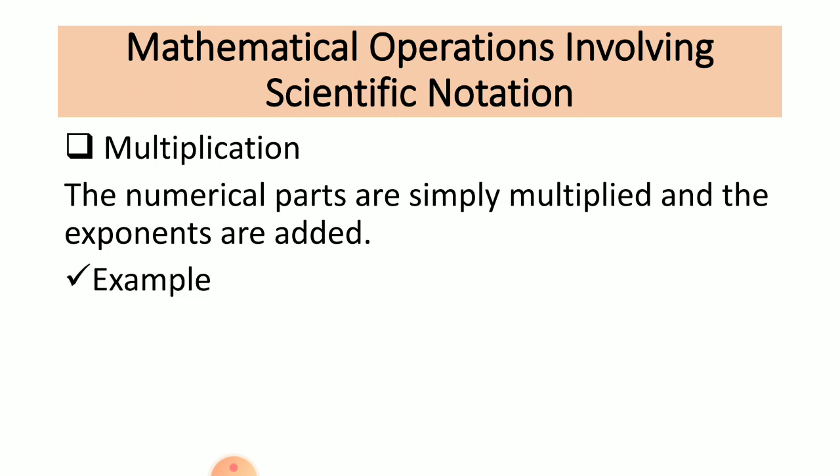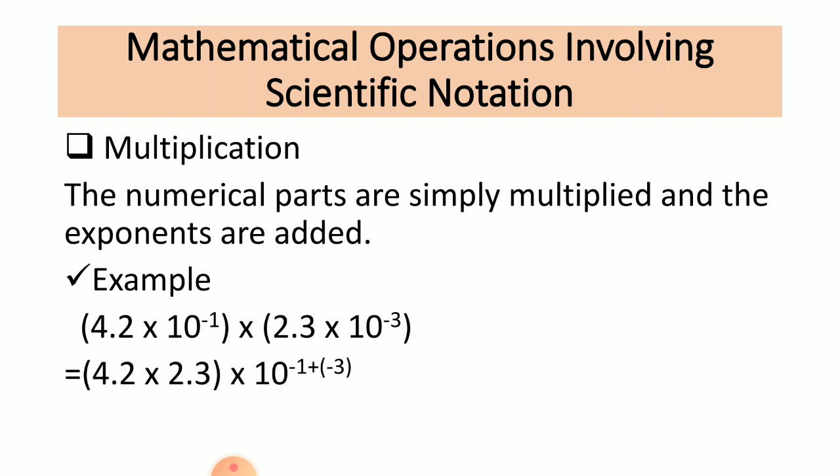For example, 4.2 times 10 raised to negative 1 times 2.3 times 10 raised to negative 3, first, we need to multiply the numbers. That is 4.2 times 2.3. Then copy 10. Then raised to negative 1 plus negative 3. So we need to add their exponents.